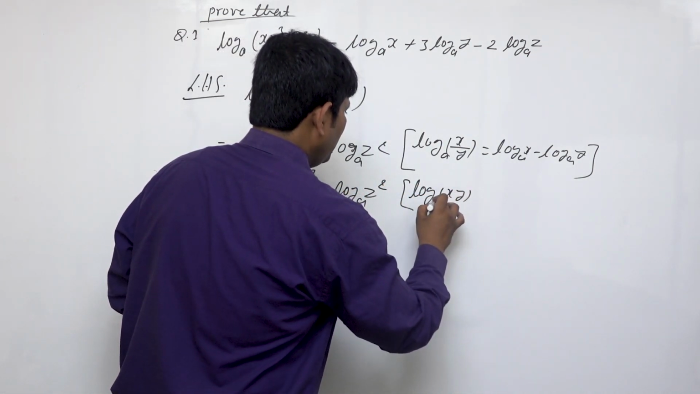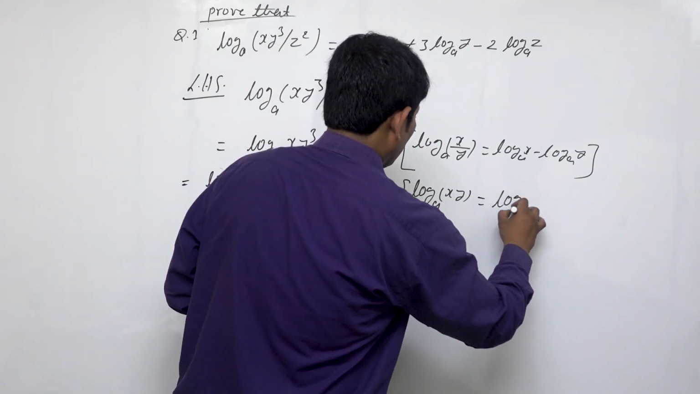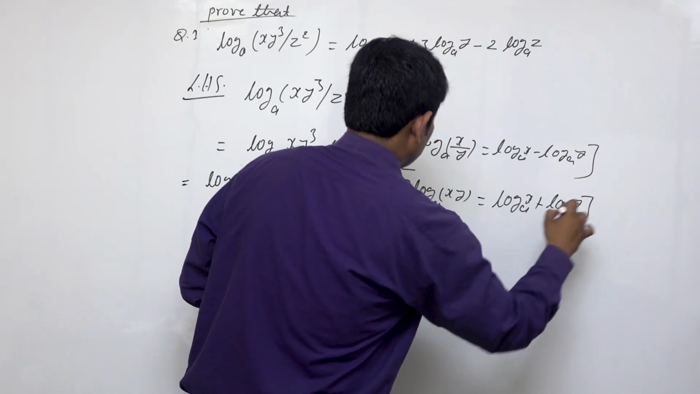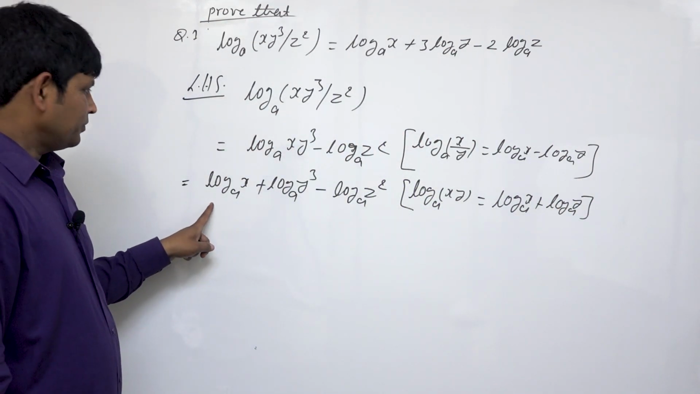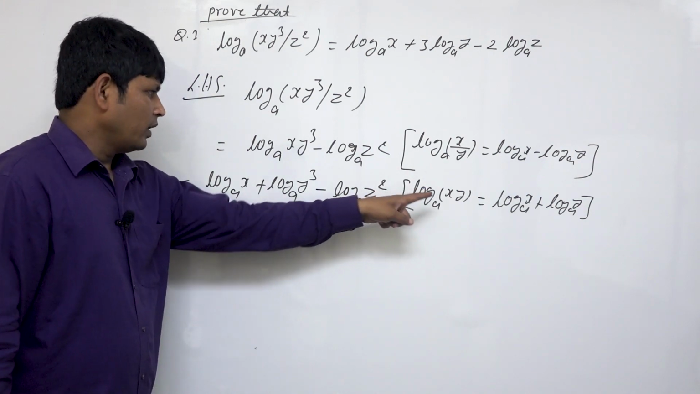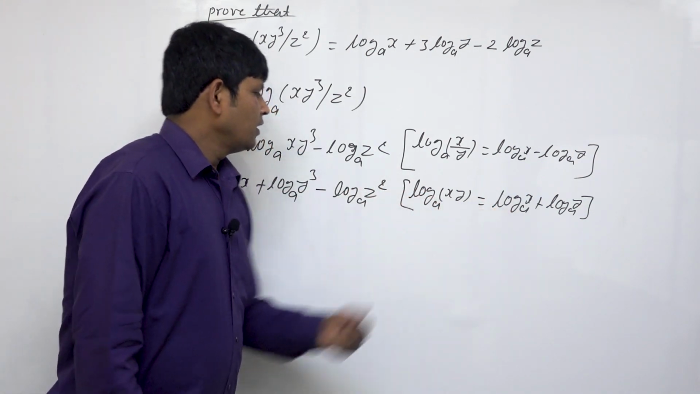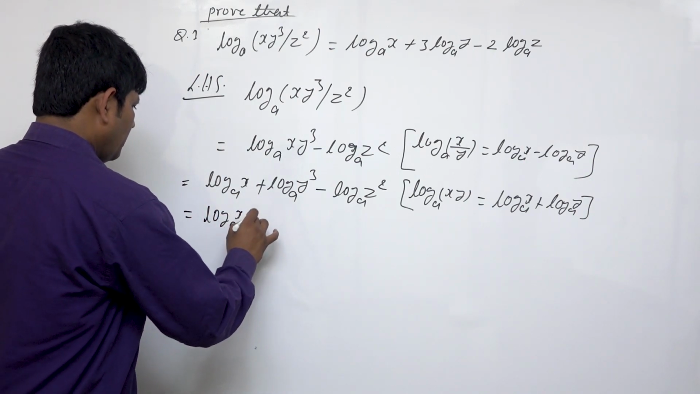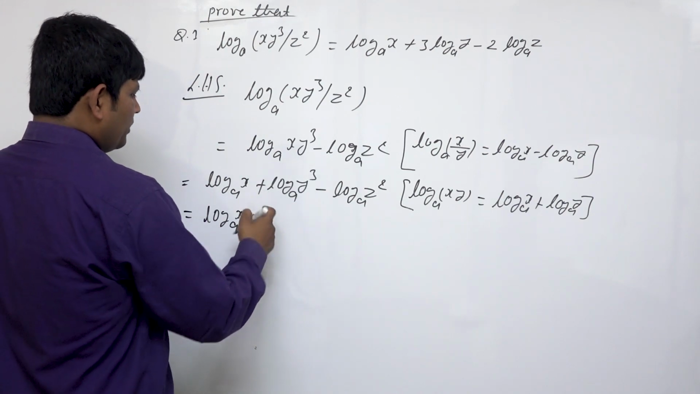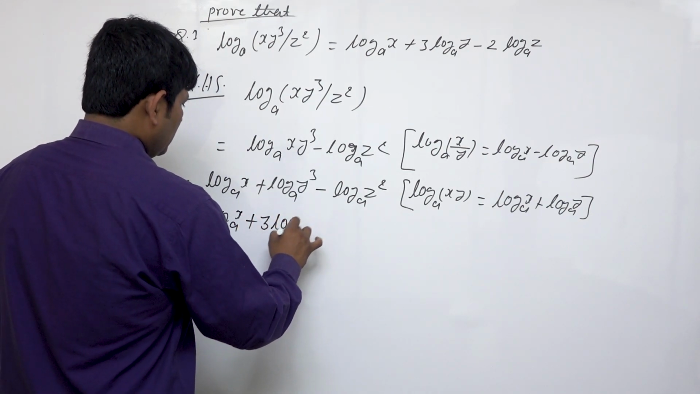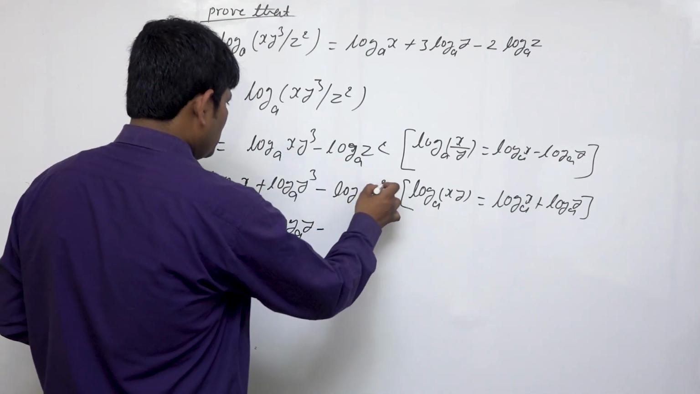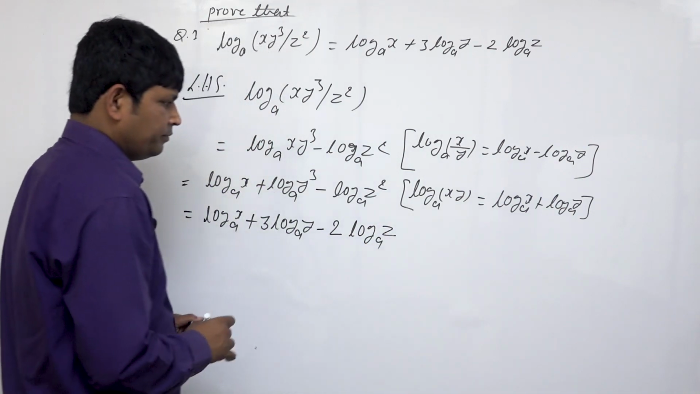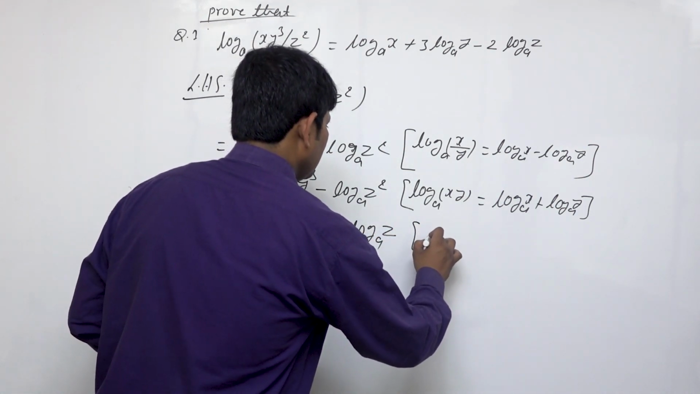Log xy to the base a is equal to log of x to the base a plus log of y to the base a. We can write it this way, I use that property here. Now let's see here, log of x to the base a plus, by the power rule, 3 will come in the back, 3 log of y to the base a minus 2 log of z to the base a. What property did I apply here?